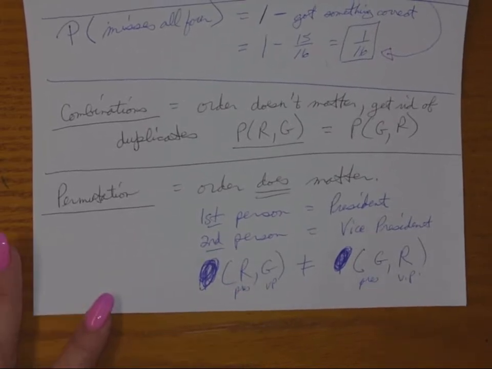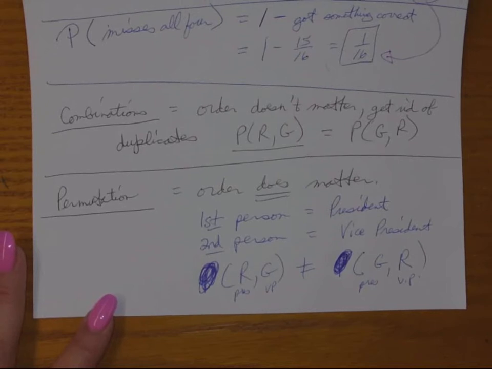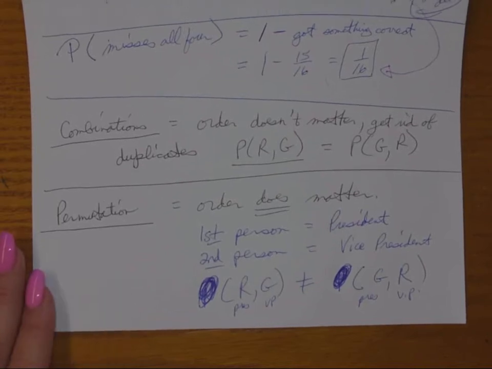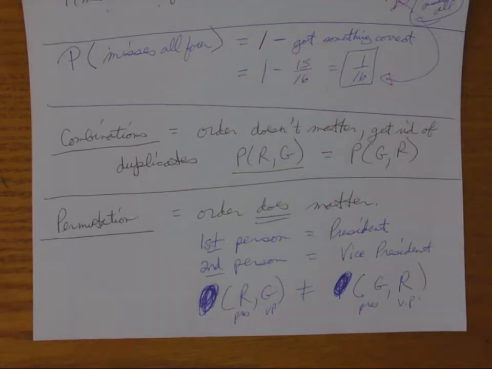Those are called permutations, and if you see those, you have to be a little more careful because the order does matter. So I can't just say, oh, that's the same thing. They're not necessarily the same case at all. You have to watch out for those.